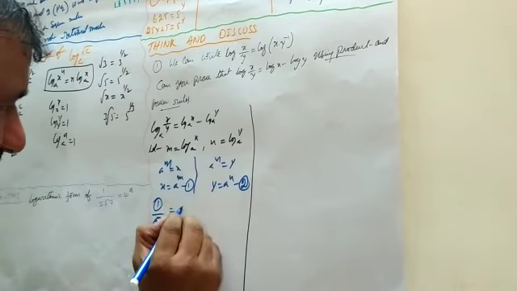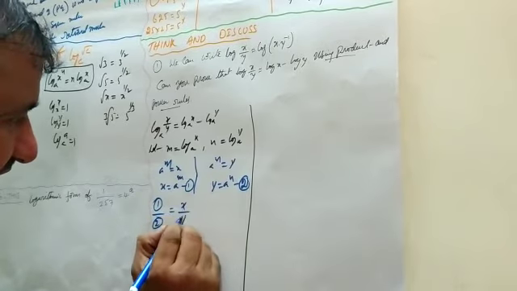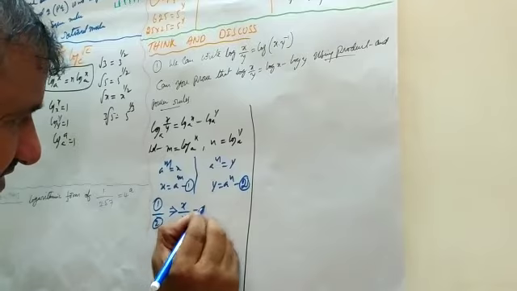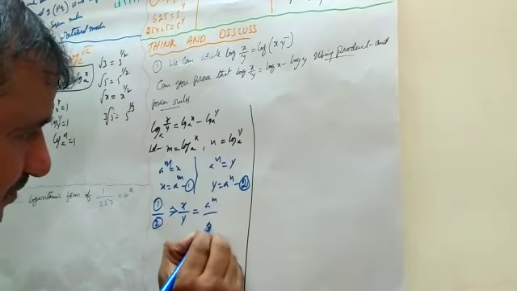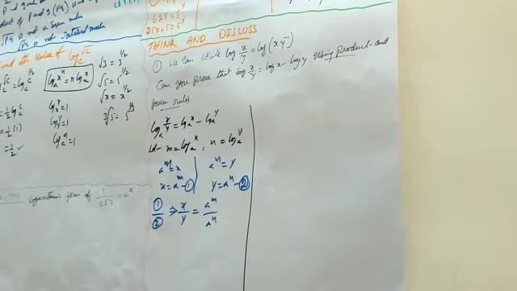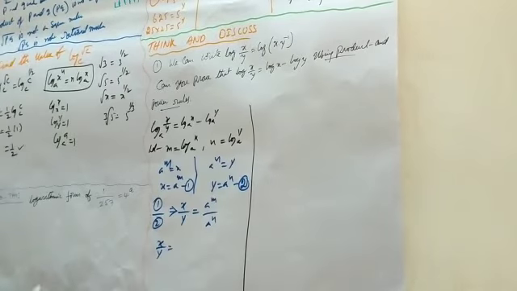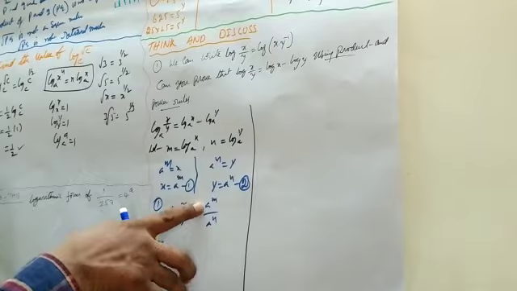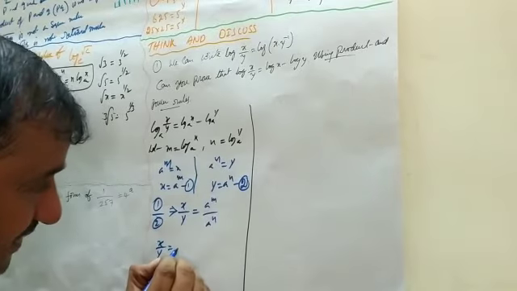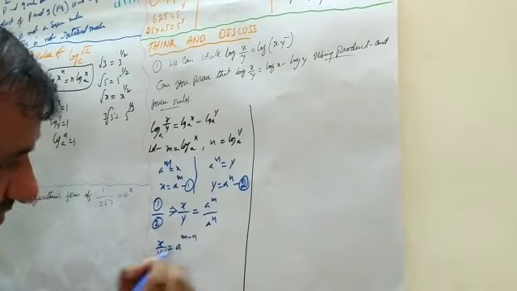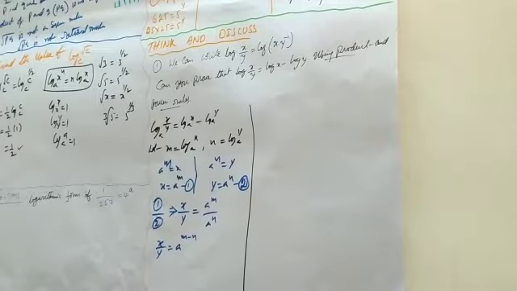Therefore a power x by y, x by y is equal to a power m by a power n. Therefore x by y is equal to, already well known, a power m by a power n is equal to a power m minus n.